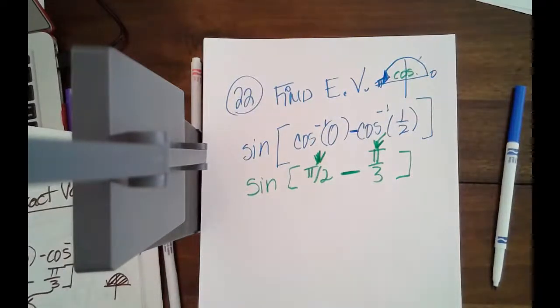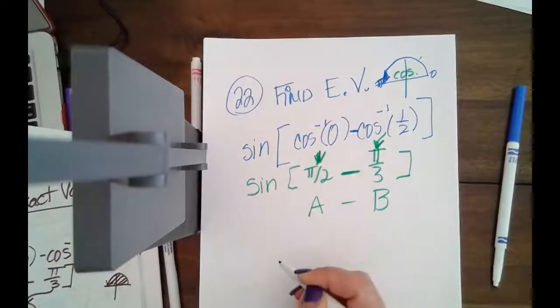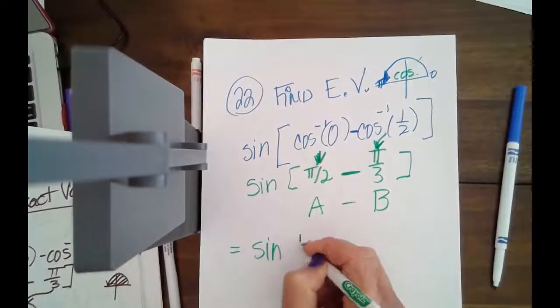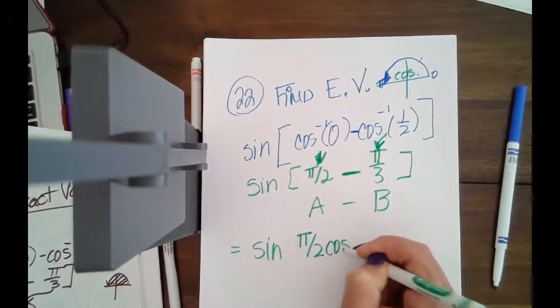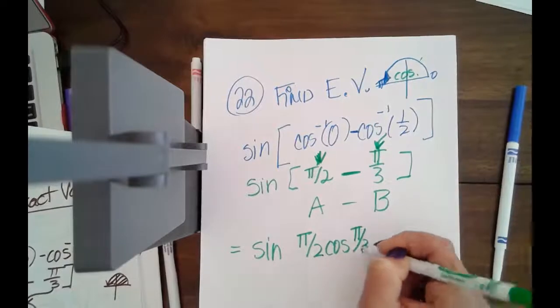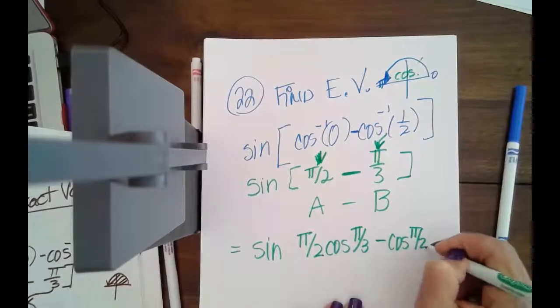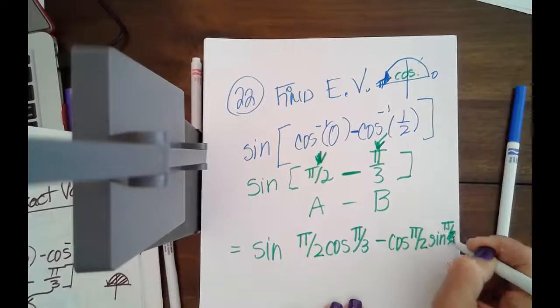All right, once we have that, we have our alpha and our beta, and then you can simply say, okay, sine of pi over 2 times cosine of pi over 3 minus the cosine of our first angle, which is pi over 2, times the sine of b. And my b angle is pi over 3. All right, that's our alpha and our beta.